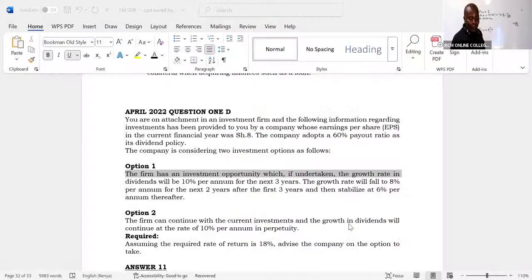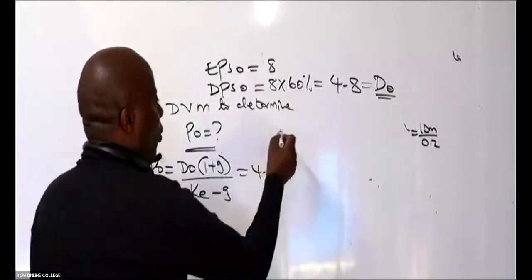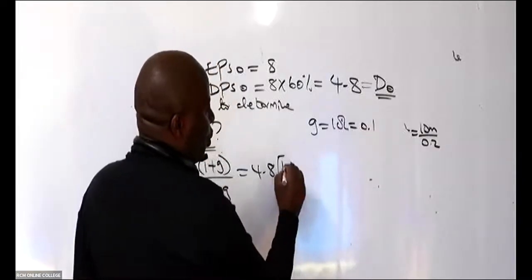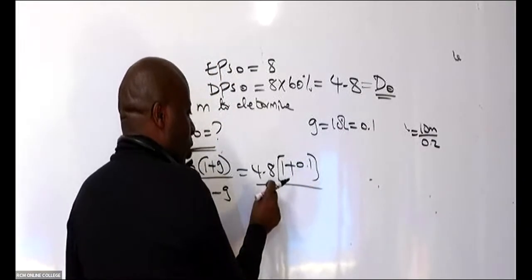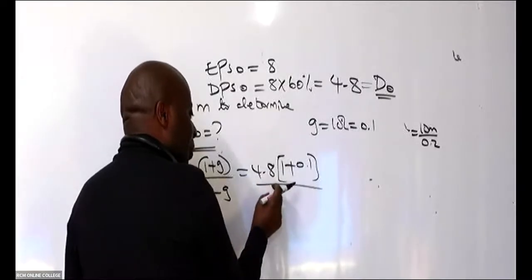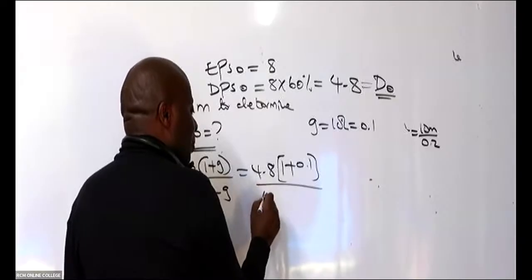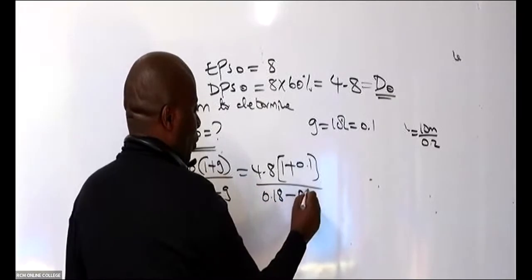So you can see here in option 2, they have told us that the dividends will continue growing at 10% per annum in perpetuity. So the growth rate has been given. And when the growth rate is 10%, this is the same as 0.1. So 1 plus 0.1, all over cost of equity, which is the same as required return. They've told me it is 18%. 18% is 0.18 minus the same growth rate of 0.1.